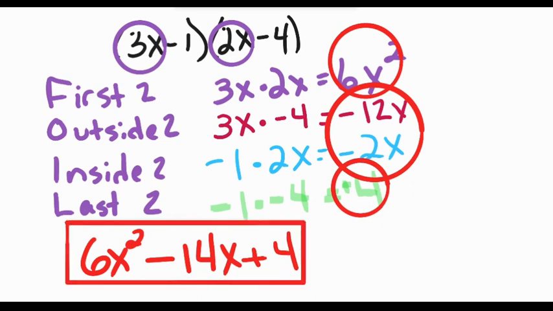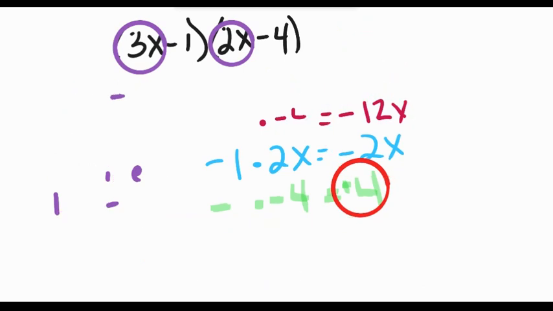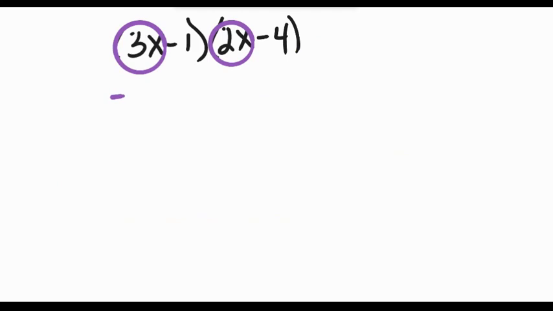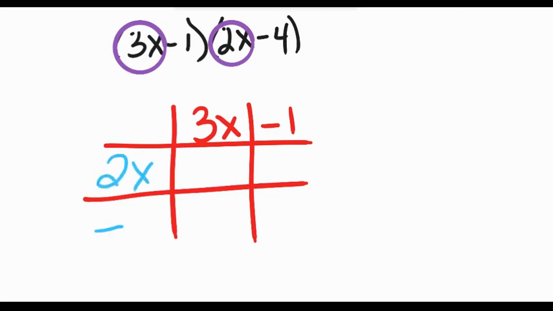Okay, let's take a look at doing this using what I call the box method or the table. People call it a lot of different things. Sorry, that's not really working very well. All right. So we're still going to use the 3x minus 1 and the 2x minus 4. And I'm going to set up, kind of looks like tic-tac-toe. And I'm going to put the 3x here minus 1. And then on the other side, or coming down, I should say, I'm going to put 2x minus 4. And now I'm just going to multiply them.